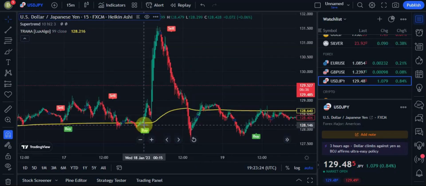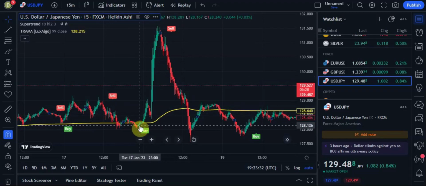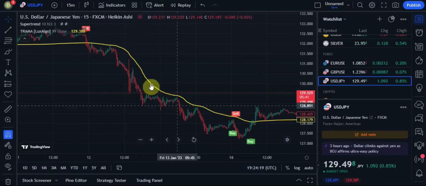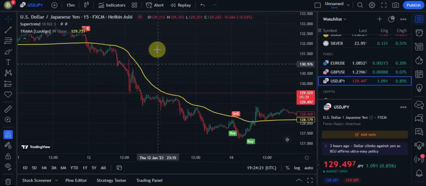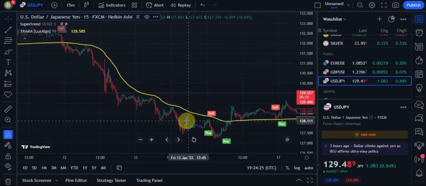So right here we can see where the market is above the TRAMA line, and we have a buy signal here, and you can see the market going all the way up here. So this looks like it would be a very profitable buy position here. Okay, also right here we can see the market going down, and it's below the TRAMA line, and we've got a sell signal right here, guys. This is a very good sell signal here.